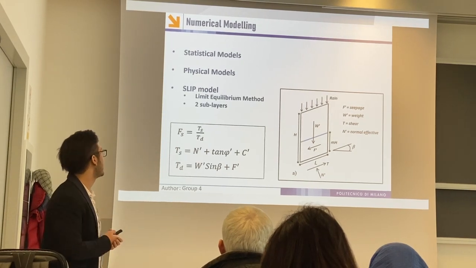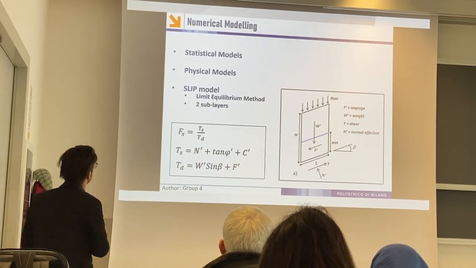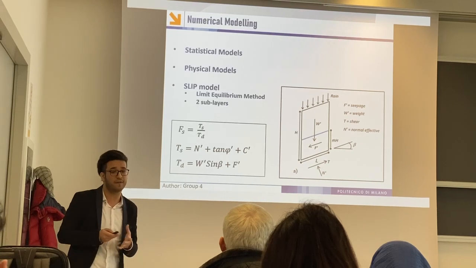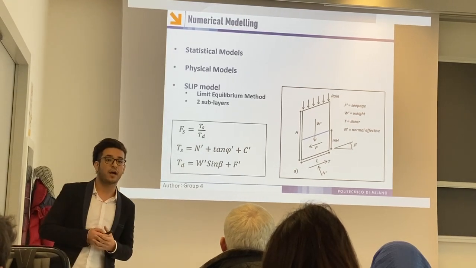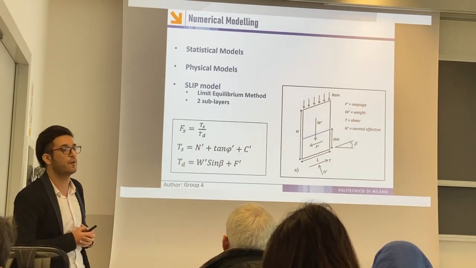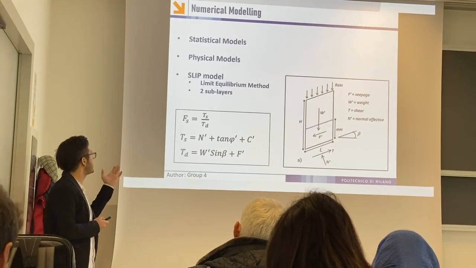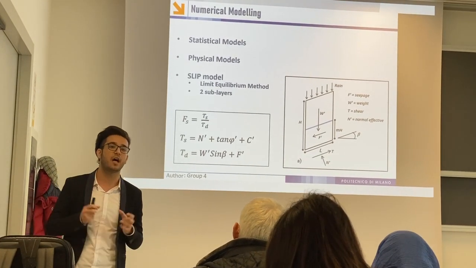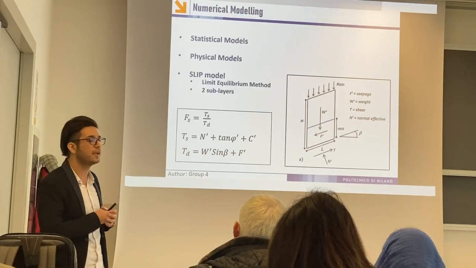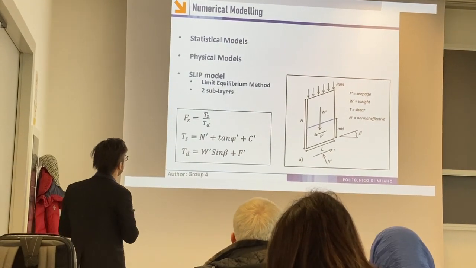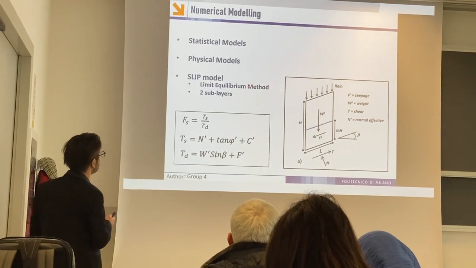They neglect the physical characteristics. We have physical models which are integrated with geographic information systems. They are computationally very expensive, so we cannot use them at a regional scale. But the model that we used was the SLIP model. It's a combination of a physical model and a numerical model. It's based on the limit equilibrium method.